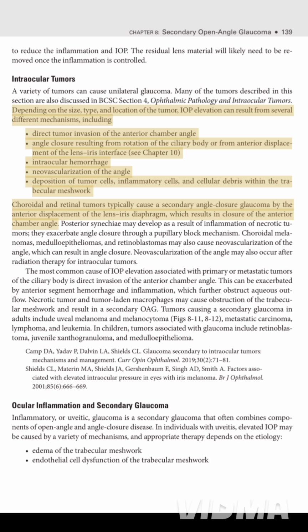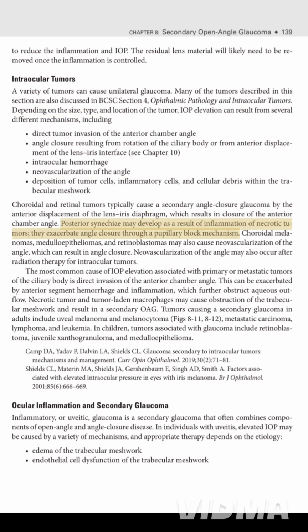Choroidal and retinal tumors typically cause a secondary angle-closure glaucoma by the anterior displacement of the lens-iris diaphragm, which results in closure of the anterior chamber angle. Posterior synechiae may develop as a result of inflammation of necrotic tumors. They exacerbate angle closure through a pupillary block mechanism. Choroidal melanomas, medulloepitheliomas, and retinoblastomas may also cause neovascularization of the angle, which can result in angle closure. Neovascularization of the angle may also occur after radiation therapy for intraocular tumors.